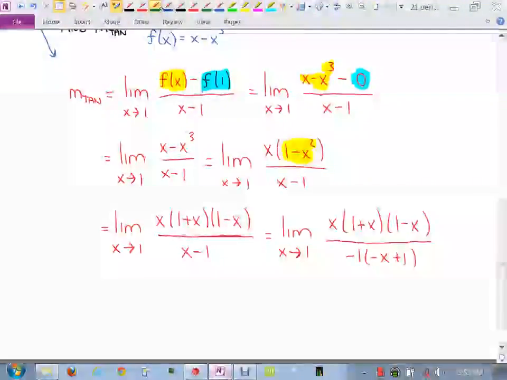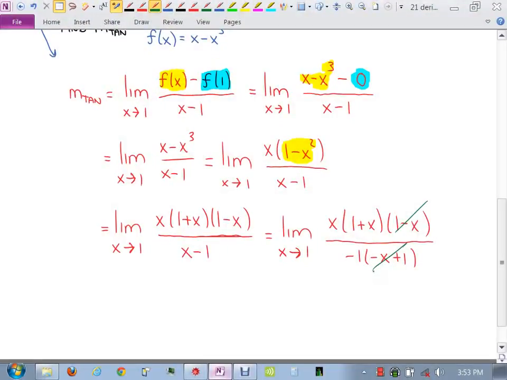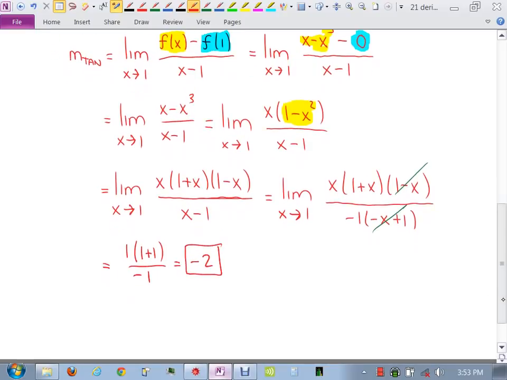Y'all agree with that? Okay. Now, let x go to 1. And what do you get? Let x go to 1. 1 times 1 plus 1 over negative 1? Negative 2. The slope of the tangent line is negative 2.